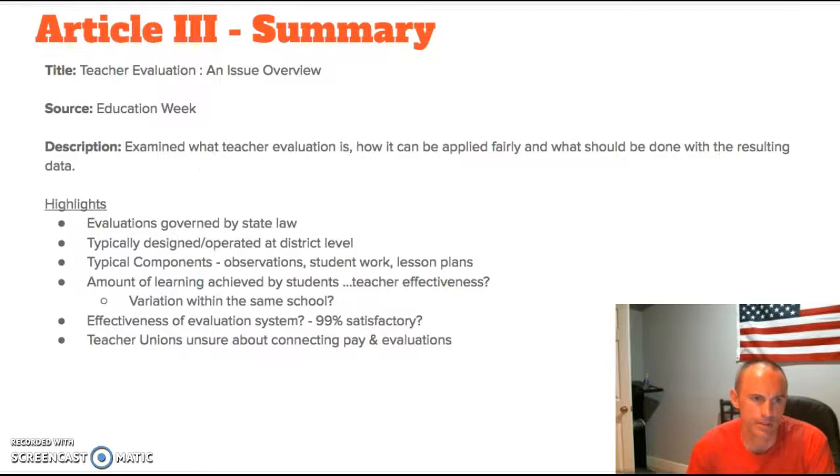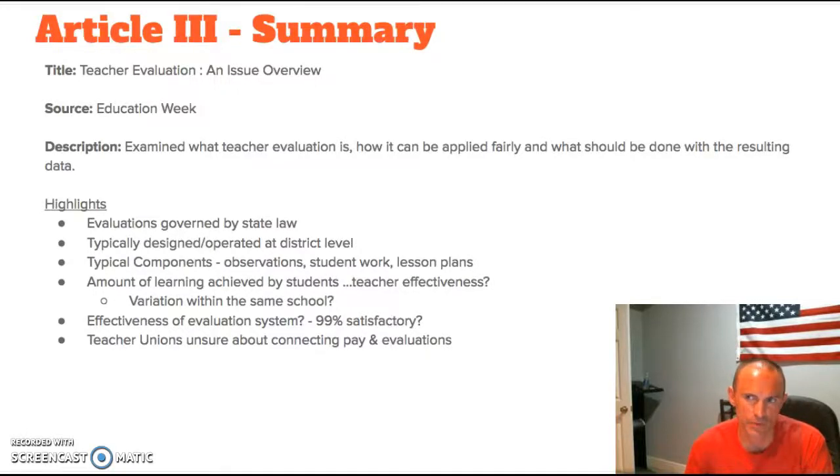Article 3, the title was Teacher Evaluation and Issue Overview, and its source was Education Week. Basically examined what teacher evaluation is, how it can be applied fairly, and what should be done with the resulting data once we conduct an evaluation. Some of the highlights: evaluations are governed by state law, and this kind of goes back to Article 1, which basically laid out the fact that the states have control over the evaluation process. So it's saying that what states decide to do that way is up to them, and it comes down to a state decision. Typically designed to operate at the district level.